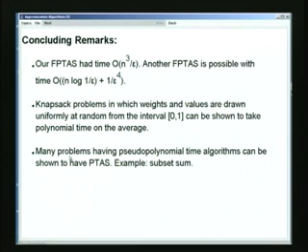Finally, I just want to say that many problems having pseudo polynomial time algorithms, even if they are NP complete, can be shown to have a PTAS or even an FPTAS. Another example is the subset sum problem.